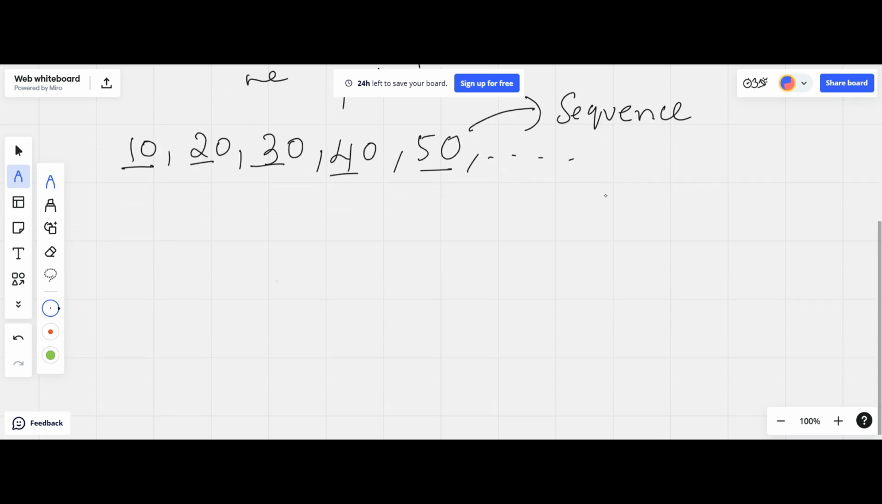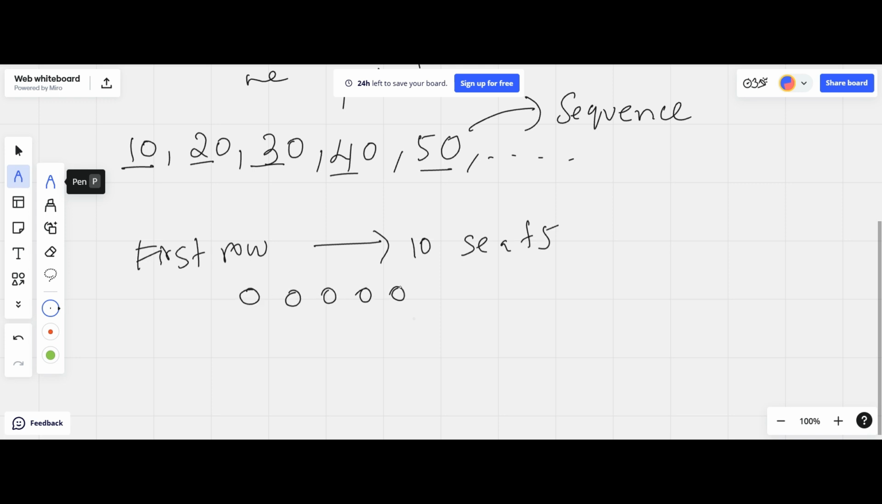I'll give you another example. There is a theater. In a theater, in the first row, there are 10 seats: 1, 2, 3, 4, 5, 6, 7, 8, 9, 10. There are 10 seats.